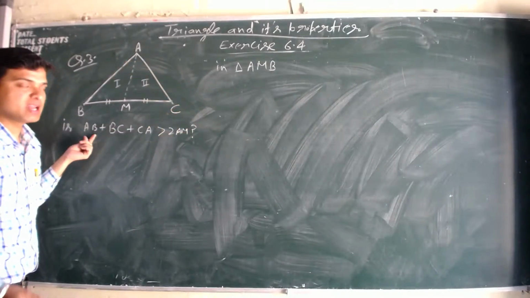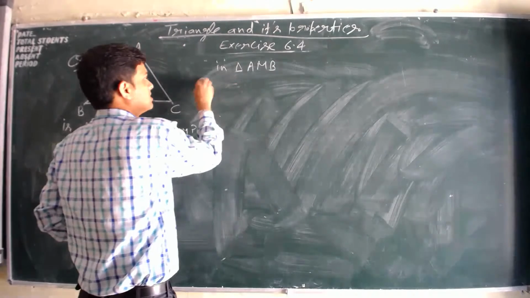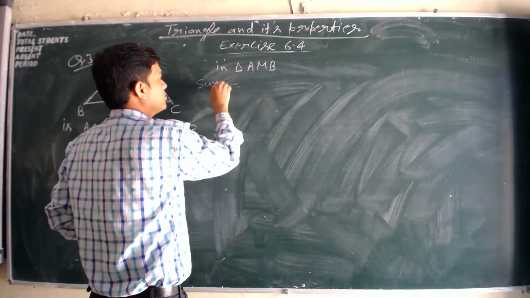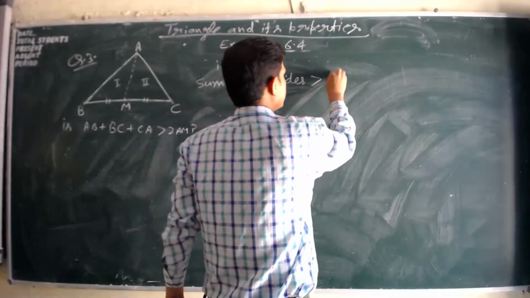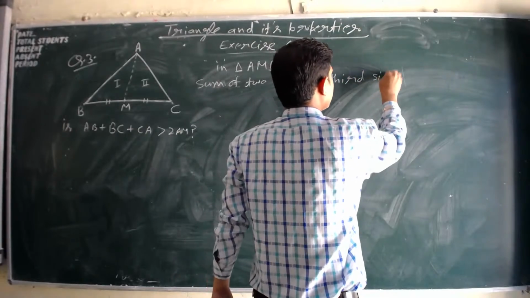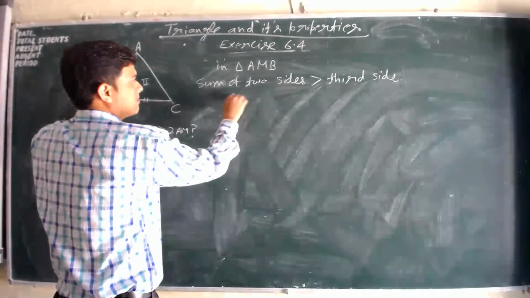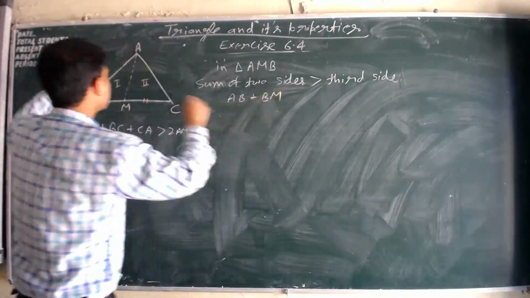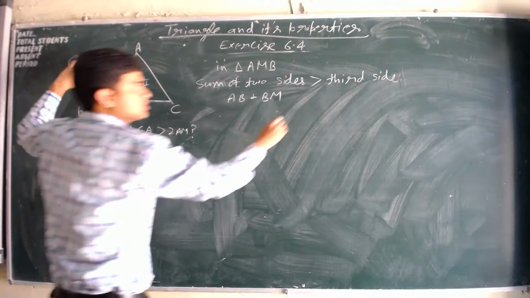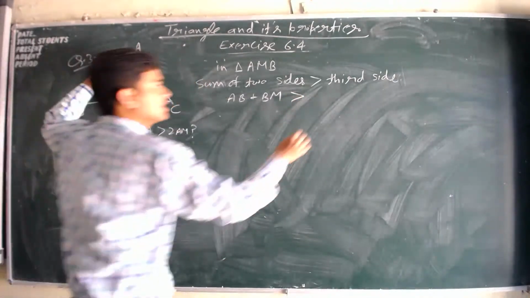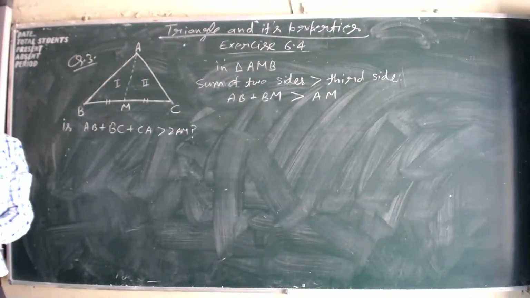तो थर्ड आर्म की फॉर्म में AM ले लेंगे और टू आर्म्स का सम AB plus BM. ठीक है, that means sum of two sides is greater than third side. It means AB plus BM, ये वाला ट्रायंगल AMB कंसीडर करते हैं, AB plus BM should be greater than AM. Clear? इन दोनों का सम इस थर्ड साइड से बड़ा होना चाहिए.